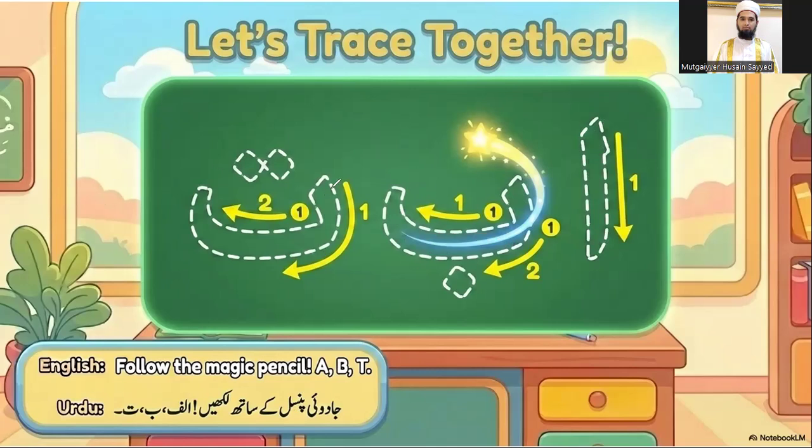Then you have Ta. Similar to Ba, first make the base, starting from the right, taking the left turn, move forward, go a little bit higher, and that's done. Then give two dots on the top. So Ba has one dot at the bottom and Ta has two dots on the top. So congratulations, you have learned how to write these three letters together.